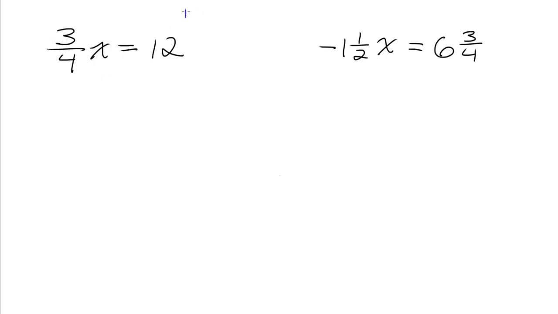And so what we're going to do is flip and multiply. What that means is when we go to solve multiplication equations that involve fractions, we're going to flip the coefficient, we're going to get the reciprocal, and we're going to multiply both sides by that flipped number. So the reciprocal of 3/4 is 4/3. So I'm going to multiply both sides by 4/3.